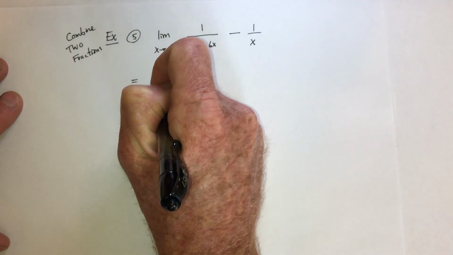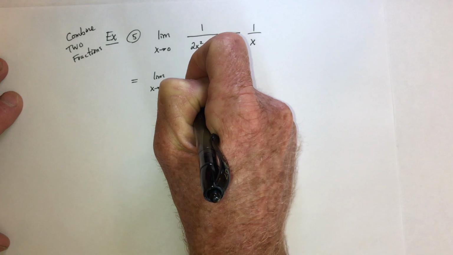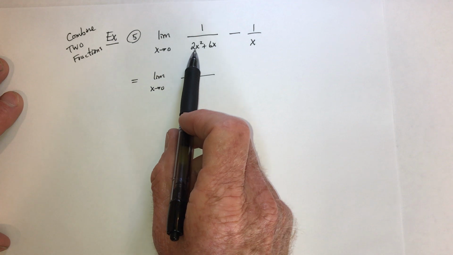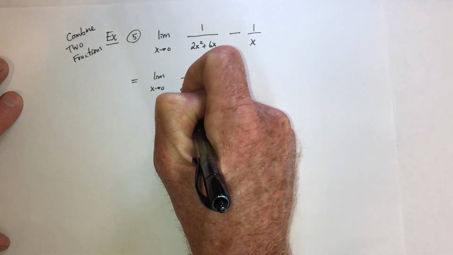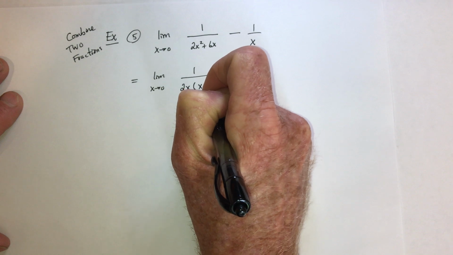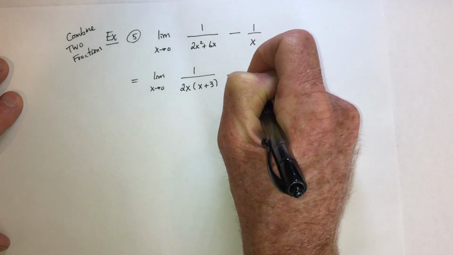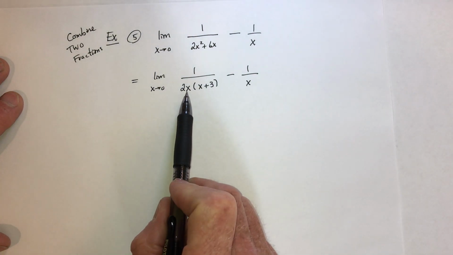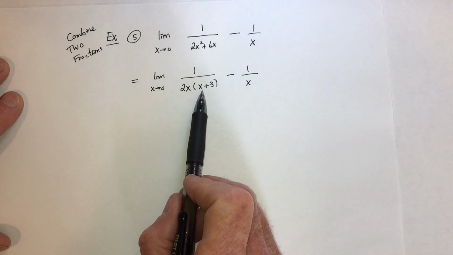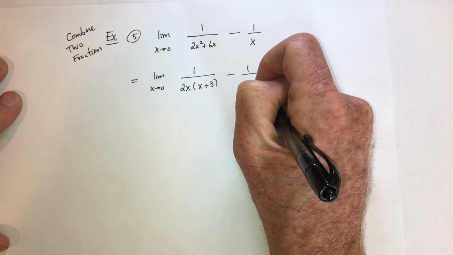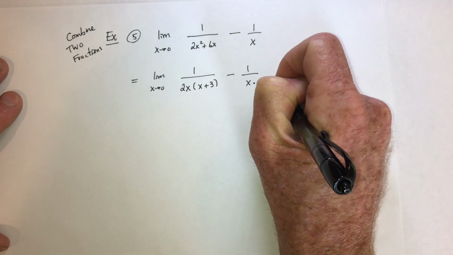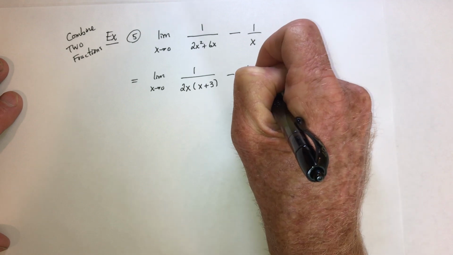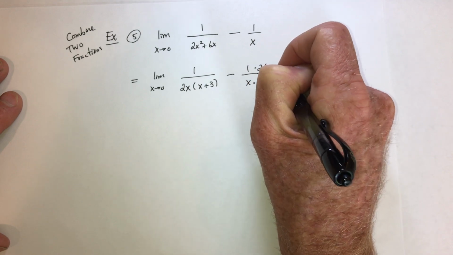Well, before I can get a common denominator, I actually need to factor the first fraction. So let's see, factor this denominator. I could factor out a 2x from each one. Then it would leave x plus a 3. So that means that the common denominator has to have a 2, an x, and an x plus 3. This one has the x, but it's missing the 2, and it's missing the x plus 3. So multiply the top and the bottom by 2 and parentheses x plus 3.